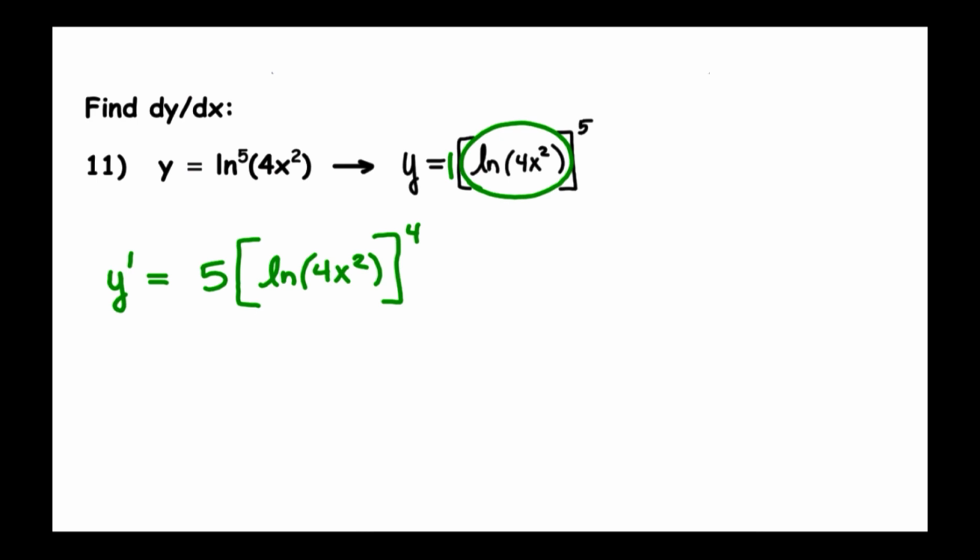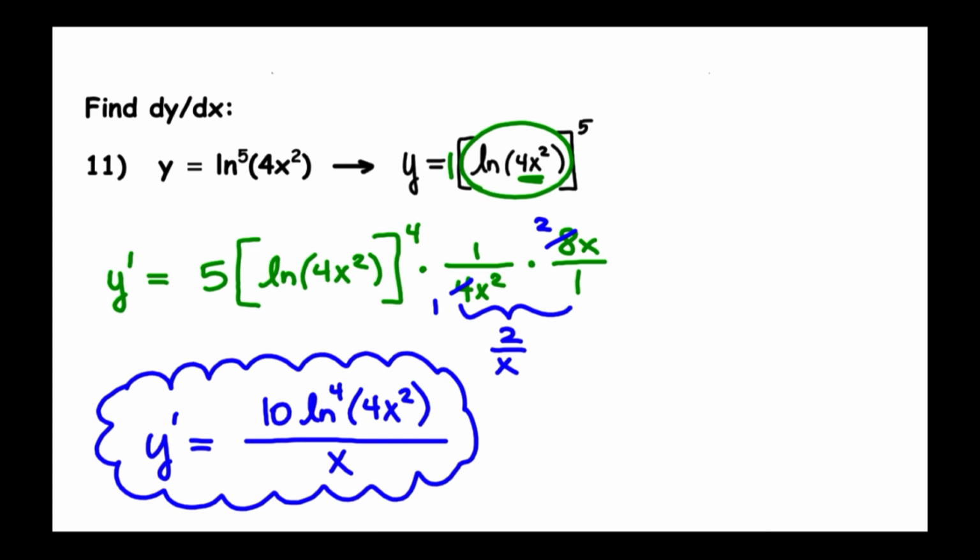Well, the derivative of natural log of 4x squared will be 1 over 4x squared times a chain rule of 8x. The last two fractions will simplify into 2 over x, and then I can write my answer. And that's likely how you're going to see it written in most books.